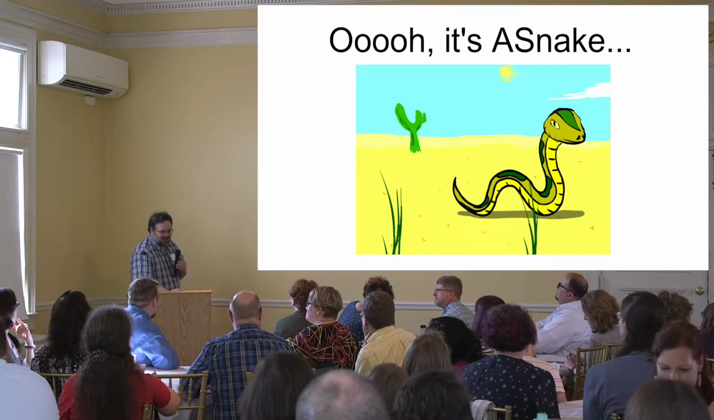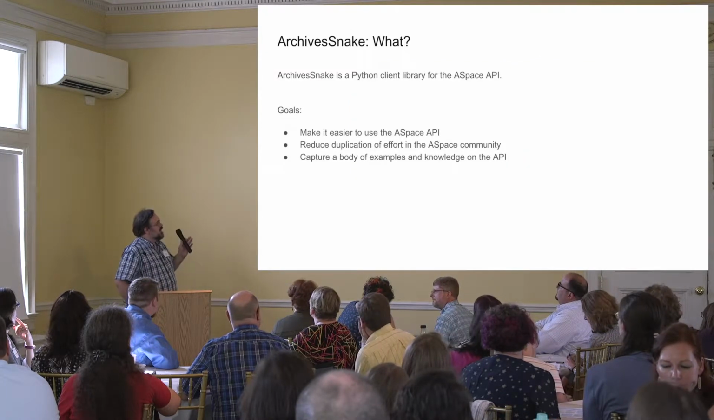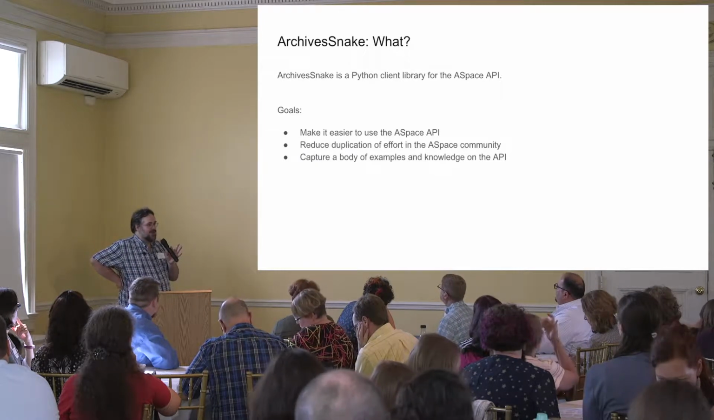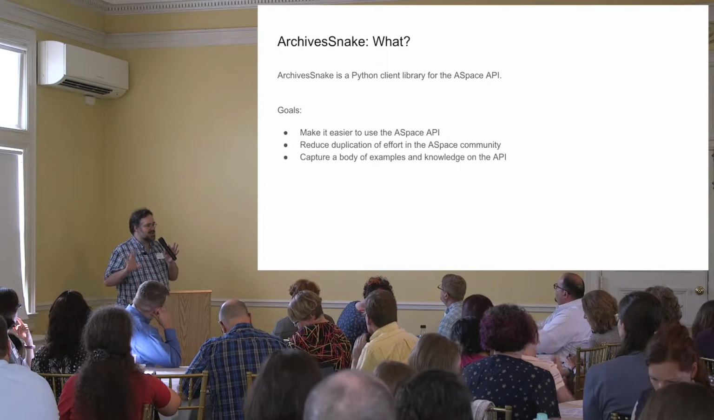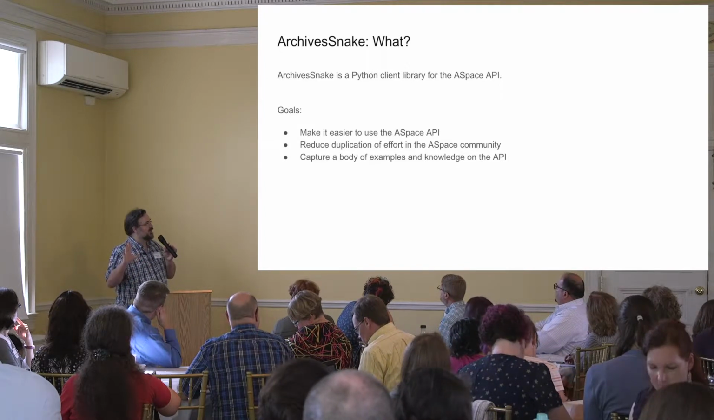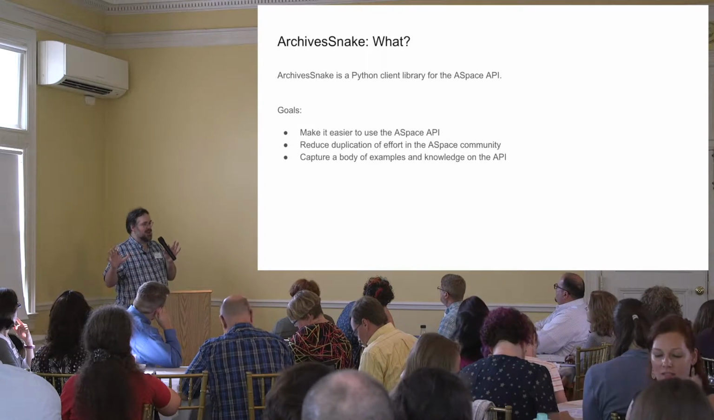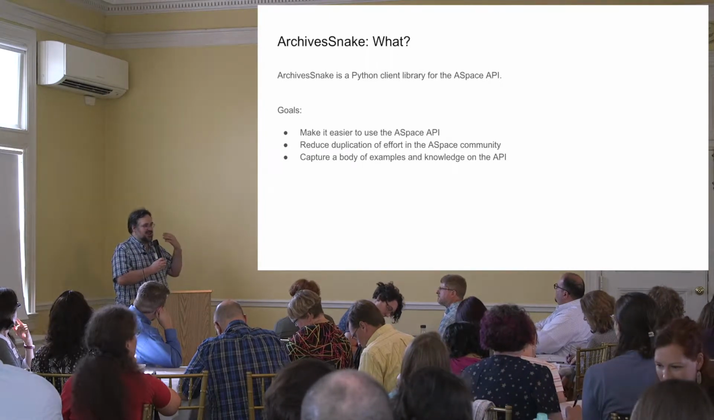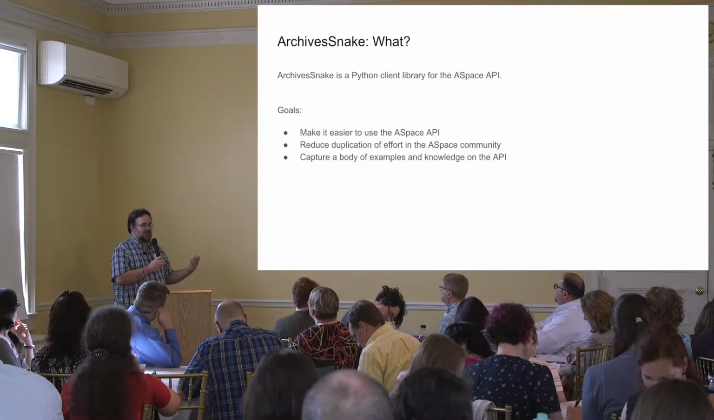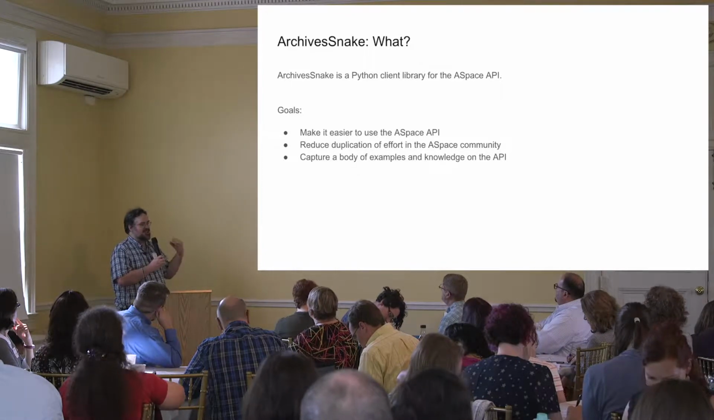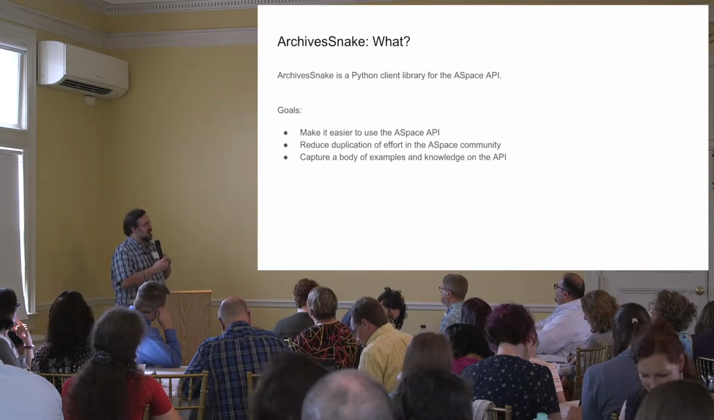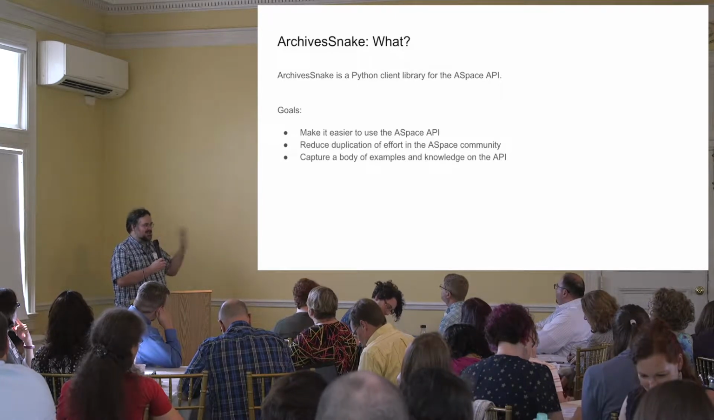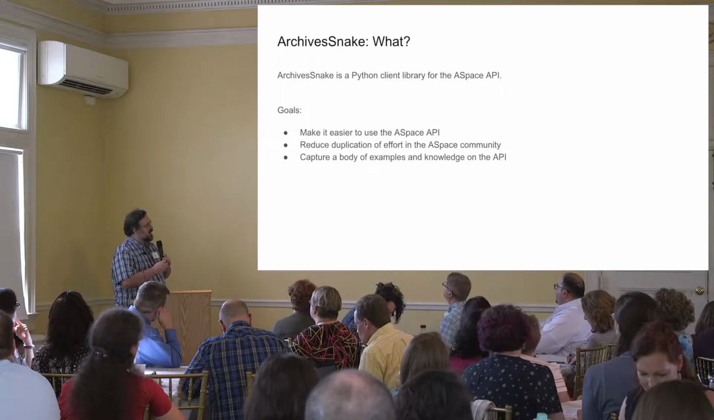So anyway, while we wait for that to load. ArchivesSnake is a Python client library for the API. What that essentially means is it's a piece of software that's meant to make it easier to use the API by taking common tasks and things that are duplicated in all the scripts that people have been writing and centralizing them in one place. Things like handling authorization, everyone has to do it. It's the same every time.